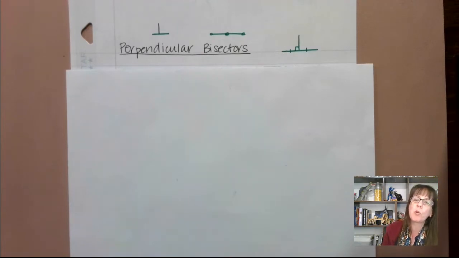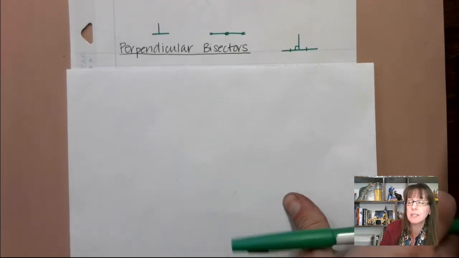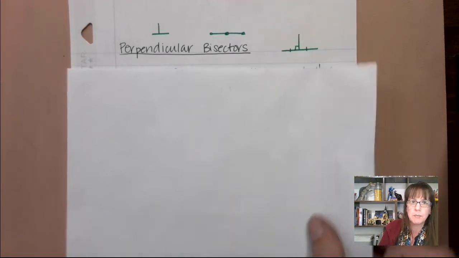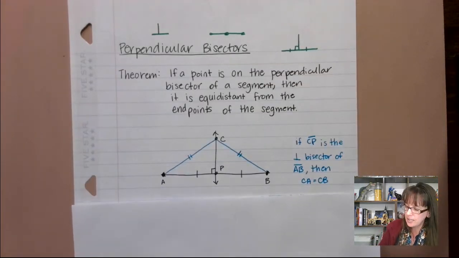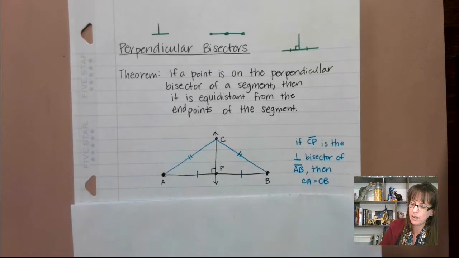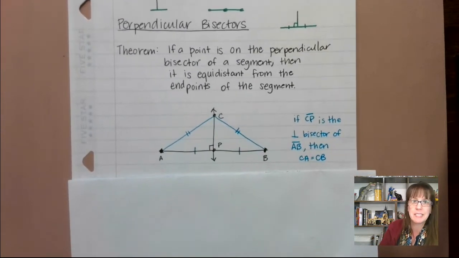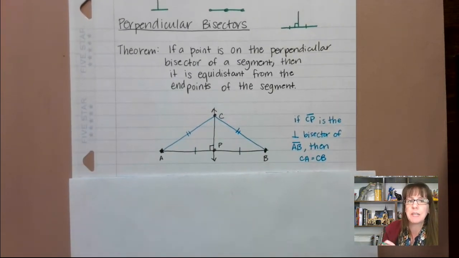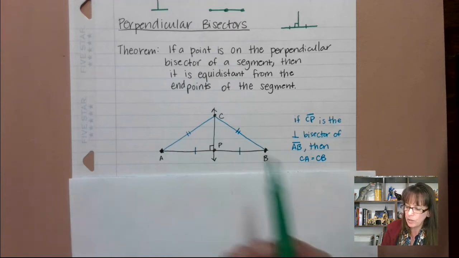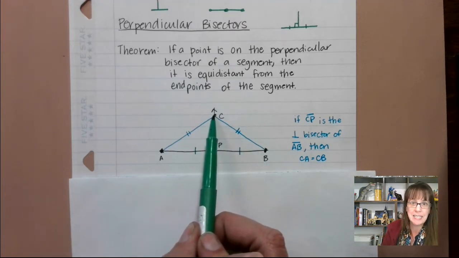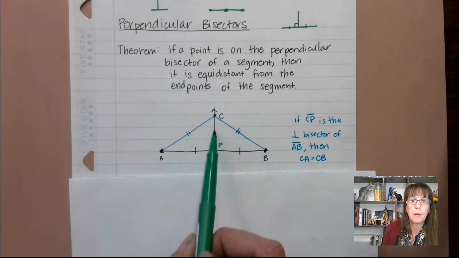Now, why is this important? Grab your notebooks. We're talking about definitions and theorems, so I want you to write this theorem down. Let's take a look at our first one. This one says, if a point is on the perpendicular bisector of a segment, then it is equidistant from the endpoints of that segment. So if you have a point like this point C here, on our perpendicular bisector.